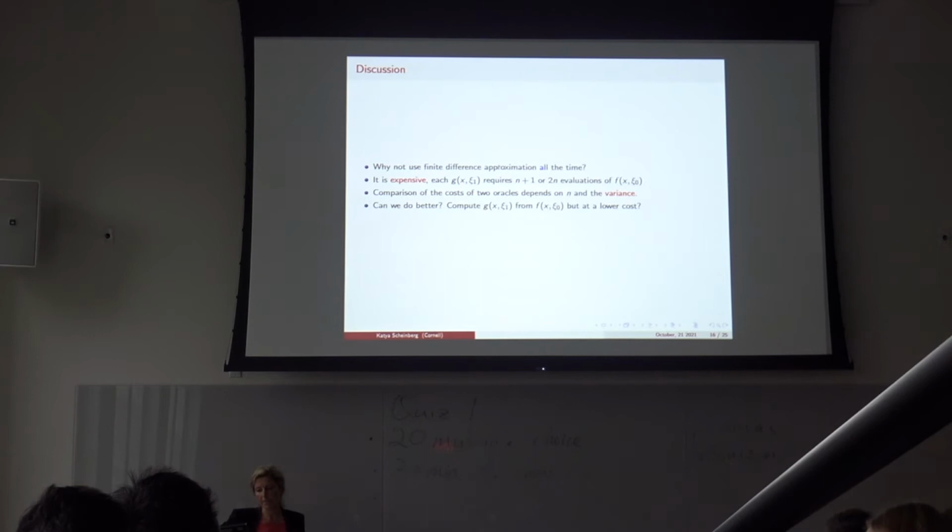Okay? But still, one should ask the question. Yes, it's cheaper to compute the gradient itself, maybe, without finding differences, but if it has a very large variance, essentially my algorithm will be less efficient, so there's a trade-off that I should explore. But I will ask a different question: can we do better?